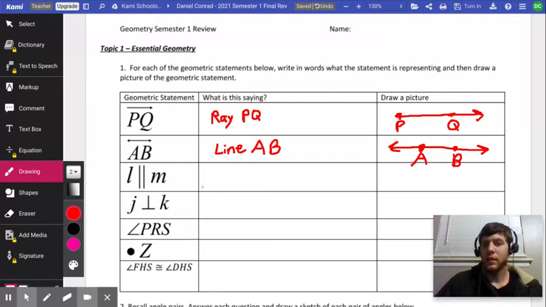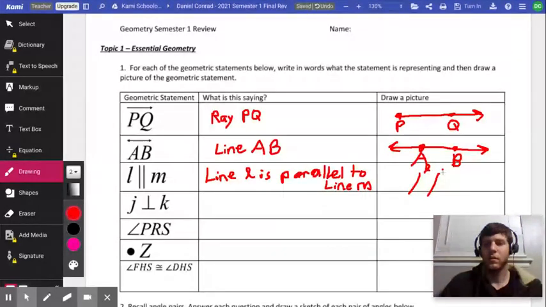These two parallel lines tell us that the two lines L and M are parallel. So line L is parallel to line M. Right, line L is parallel to line M. So there's line L and there's line M. Put little arrows on them to indicate they're parallel. So there's two lines that are parallel, L and M.